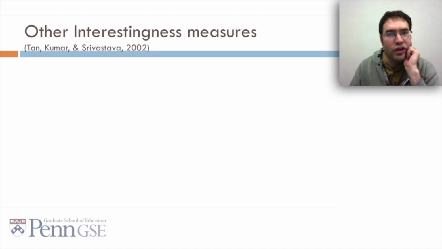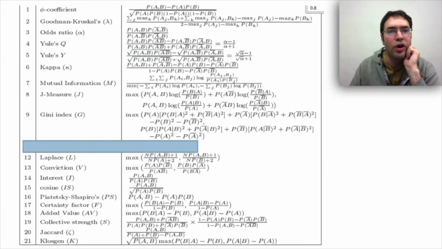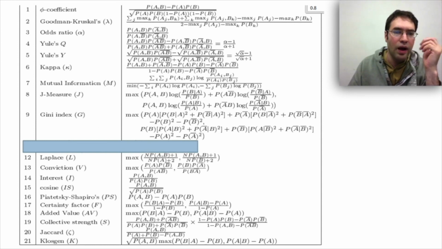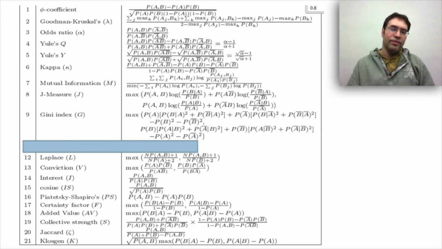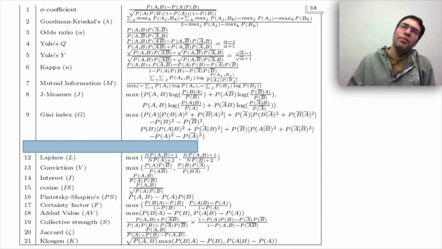There are other interestingness measures. Tan, Kumar and Srivastava talk about 21, although one of them actually turns out to be identical with something we've already seen before, so I left that one out. And there's a bunch of them. Again, cosine and lift have been recommended by Merceron and Yacef.